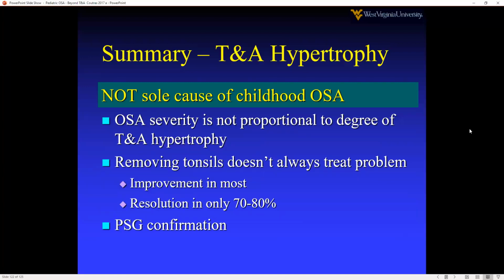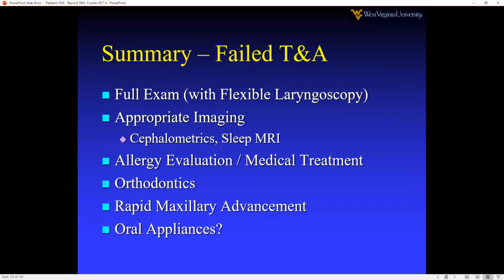So, tonsils are not the sole cause of childhood obstructive sleep apnea. The severity of OSA is not proportional to the size of the tonsils. Removing the tonsils doesn't treat the problem 100%. Resolution may be in 70–80%, a little bit higher if the kids are totally healthy. And then to consider confirmation with a postoperative PSG if there are symptoms, risk groups, or other factors that are involved. So when they fail tonsillectomy and adenoidectomy, you can do a full exam with a flexible laryngoscopy.